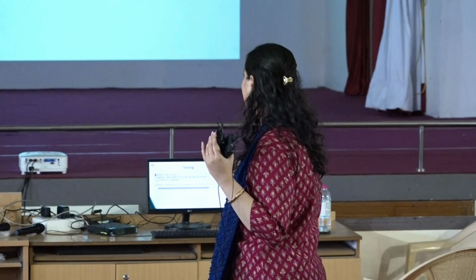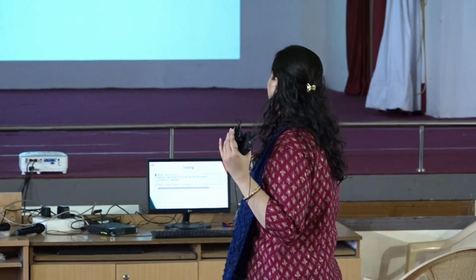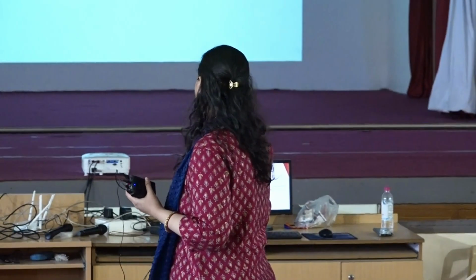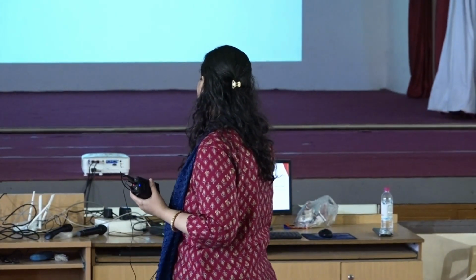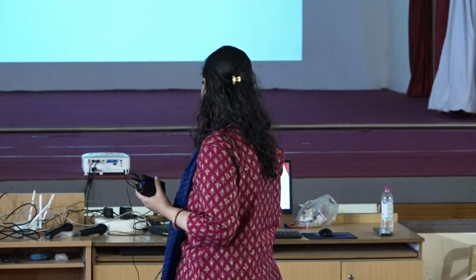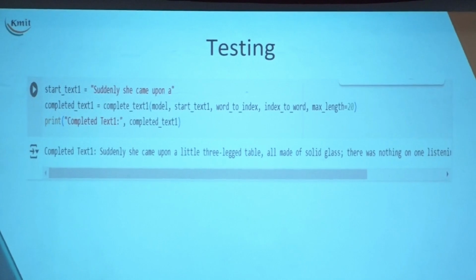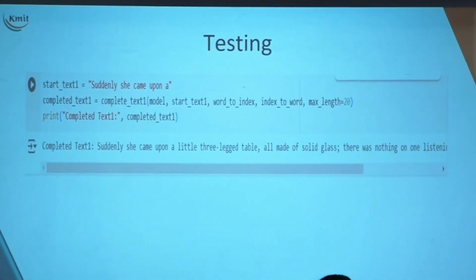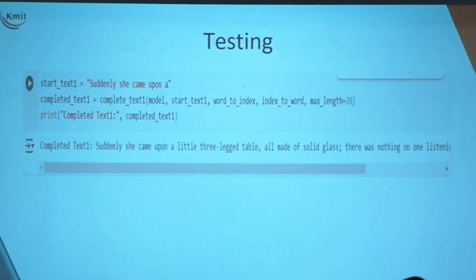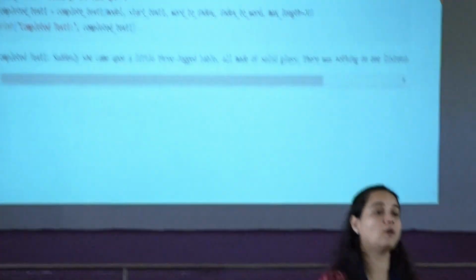Okay, so I gave "suddenly she came upon a" and applied it to my model, with max length 20. You can change it. You can predict the next 10 words or 20 words based on your requirements. So you can see: suddenly she came upon a little three-legged table, all made of solid glass. There was nothing on it. So the entire thing is getting predicted, and when I cross-verified it, it was the same sentence from the novel.